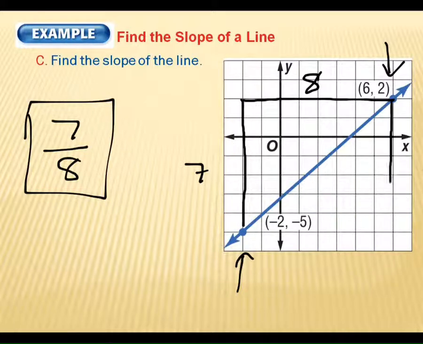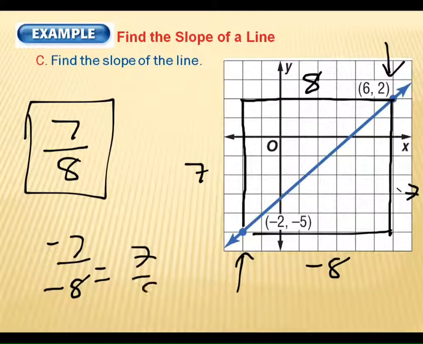I could have gone down 7 to the left 8. I said that wrong. Down 7 to the left 8. Negative 7 over negative 8. Negative divided by negative. Positive.